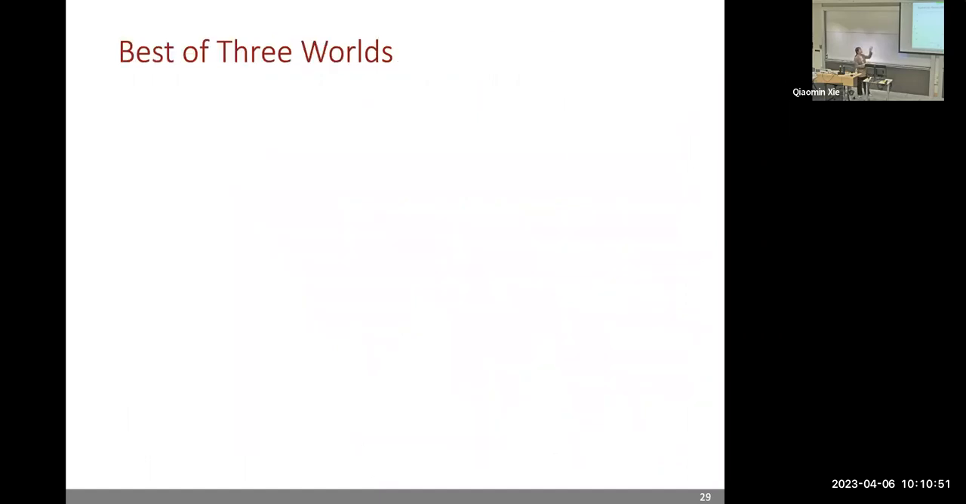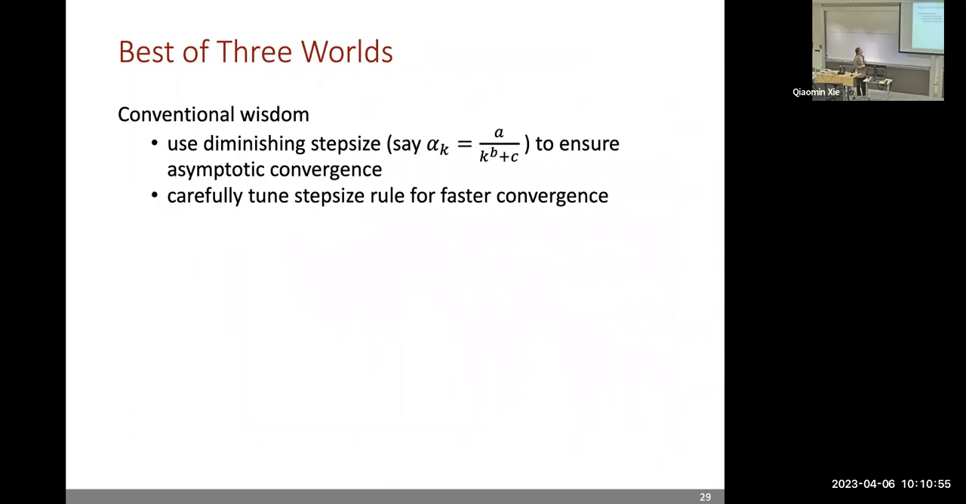Okay, so now this comes to the title of my talk. Putting everything together: first, what we know from the previous work is that if we use diminishing step size, then we can guarantee to asymptotically converge to the true value we want. But in order to have faster convergence, you need to carefully tune the other parameter in the step size.